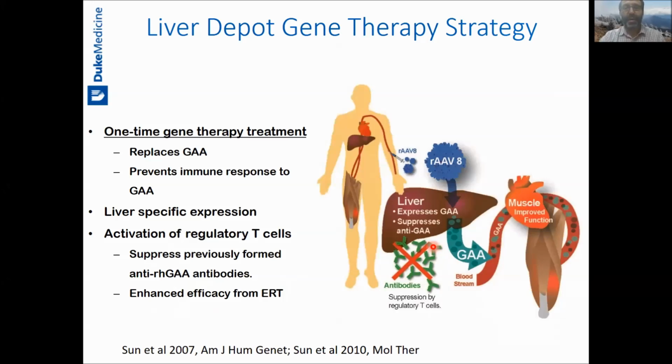And so we know from ERT that patients who form a high titer of antibodies against GAA won't respond well to therapy. This liver-directed gene therapy actually prevents or suppresses those antibodies. So it could provide perhaps a benefit, especially for infants who would otherwise form antibodies against GAA during ERT.